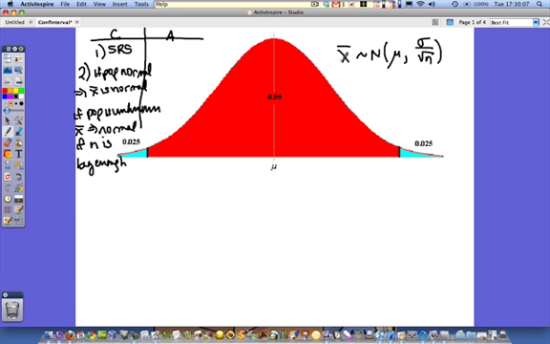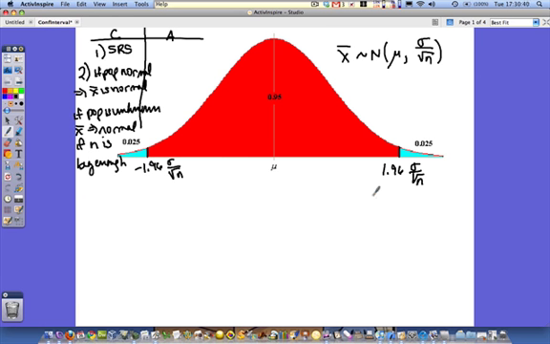Okay, now since X bar is normally distributed, how many standard deviations to the left and to the right of mu represents 95% of the observations? Yes, you're right. The empirical rule says this is going to be 2 standard deviations around the mean. Now the empirical rule is really just an estimate. It's close. It's actually 1.96 standard deviations around the mean.